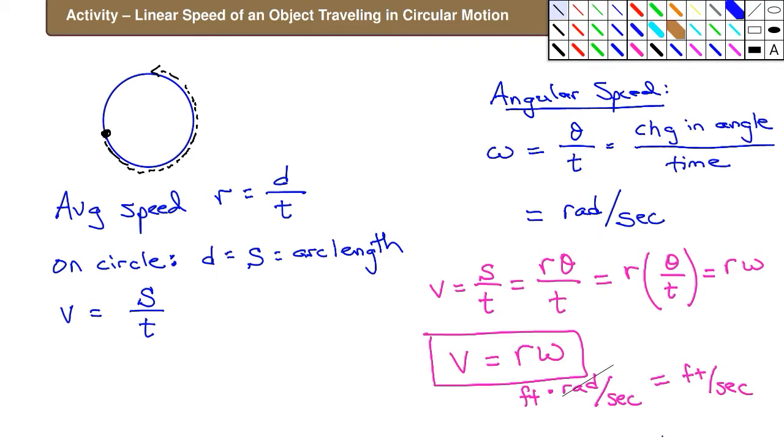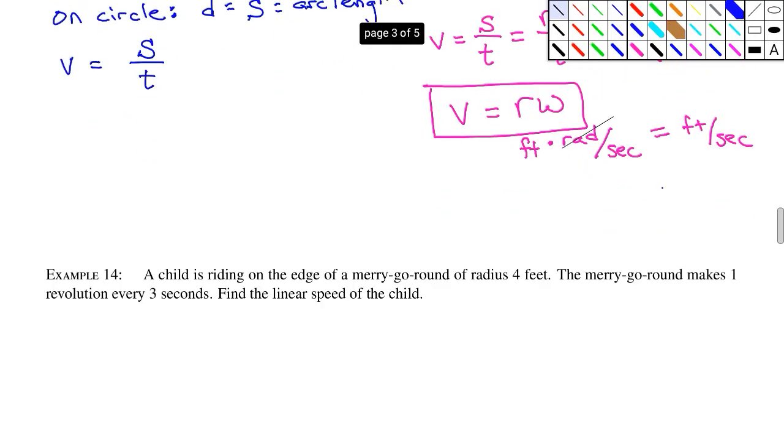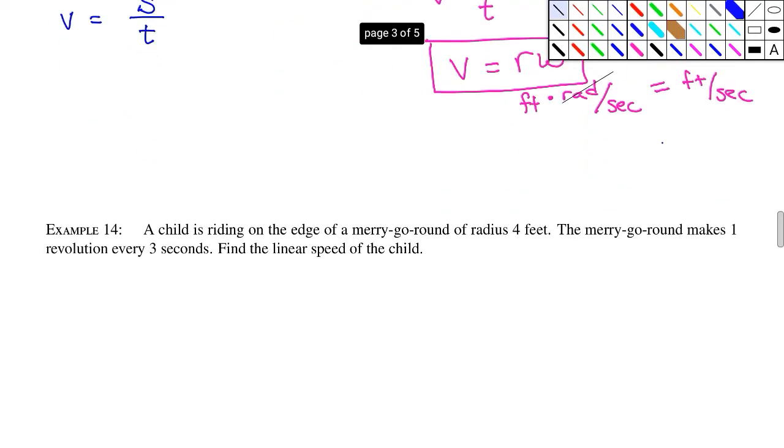Let's take a look at example number 14. A child is riding on the edge of a merry-go-round of radius 4 feet. The merry-go-round makes one revolution every 3 seconds. Find the linear speed of the child.